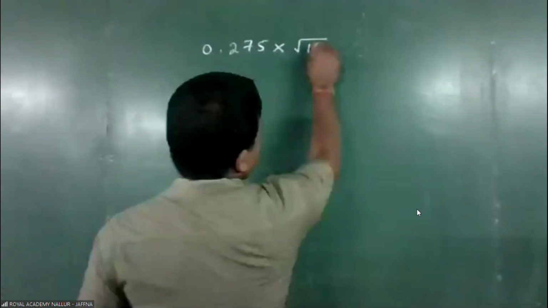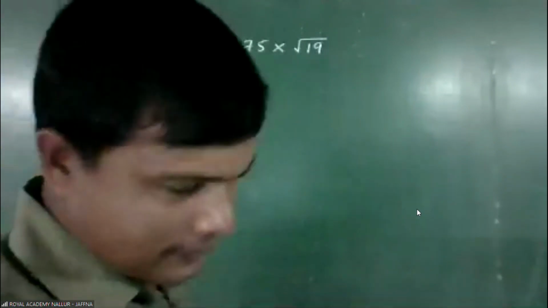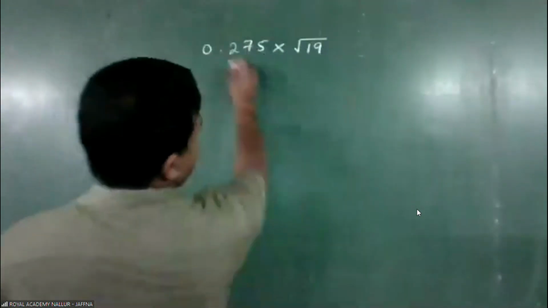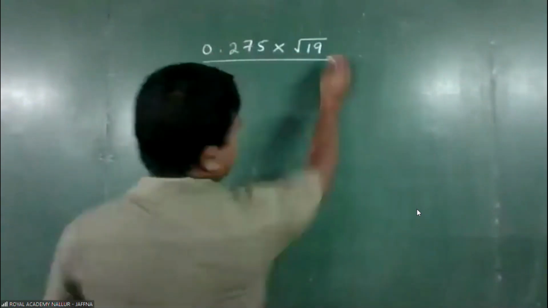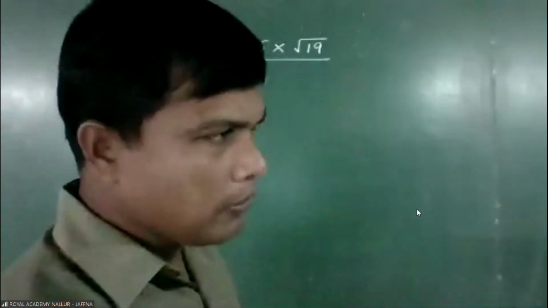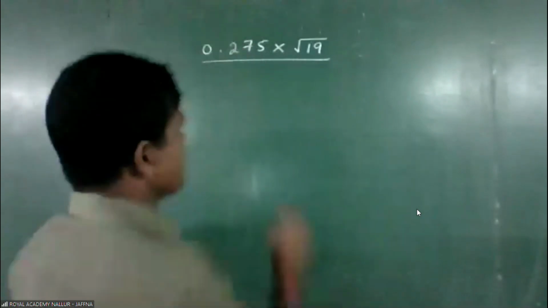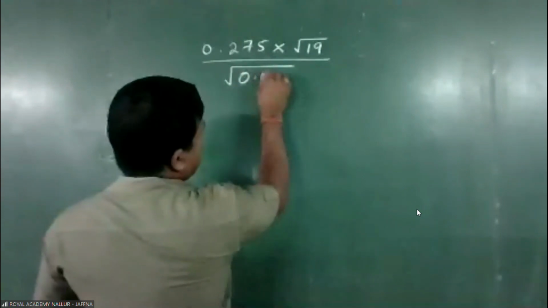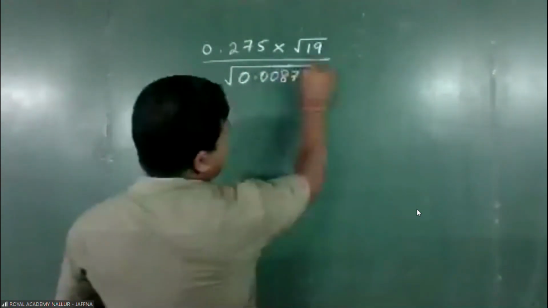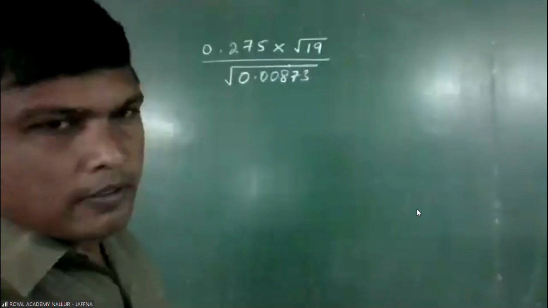0.275 into square root of 19 over square root of 0.00873. Is it clear? Right, upon root of 0.00873. Is that the sum? Right. Yes, sir. Okay, thank you.